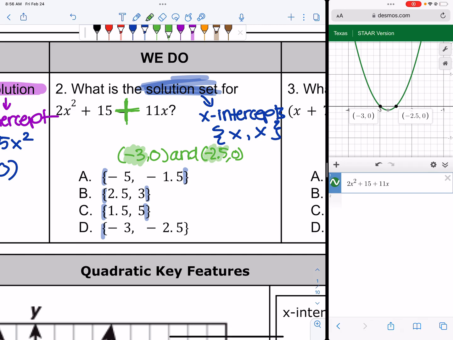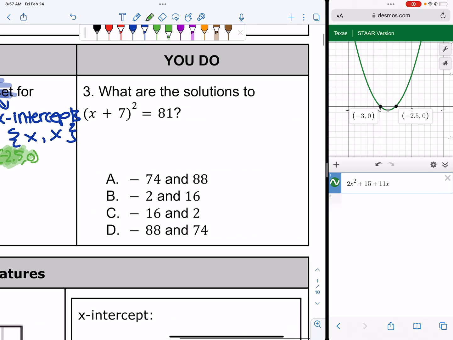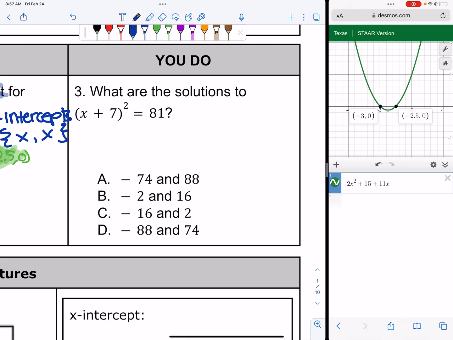So we're looking for those in our answer choices. We see A has neither number. We see that B has the positives, but we're looking for negatives. So cross out B. C has 1.55. That's not correct. And then D has negative 3, negative 2.5. Very good.